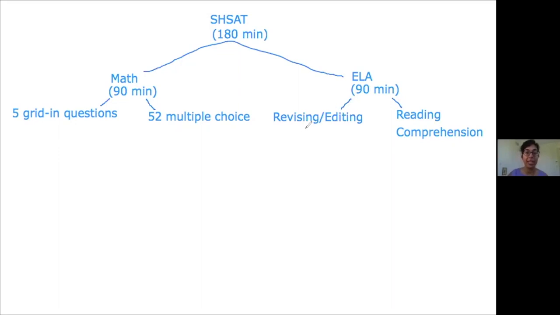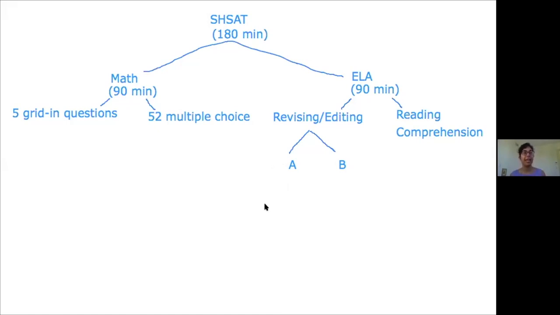I should mention that within revising and editing, there's kind of 2 subsections. The first one is revising and editing part A, and the second one is revising and editing part B. Unsurprisingly, A and B. We will go into what the difference is between them in a second. I'll just quickly mention that A is about looking at shorter pieces of information, shorter sentences or shorter paragraphs, and identifying any grammatical or punctuation errors.